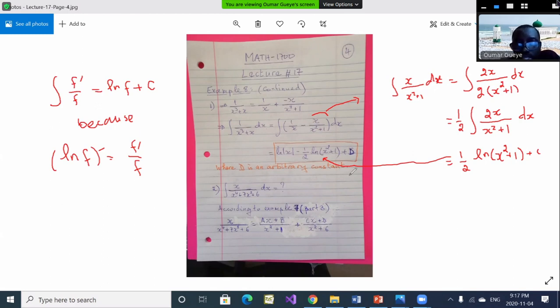And now my constant, I call it D instead of C. Why? Because initially I used C as a coefficient, and if I use C again, it could be confusing because we already found C equal to 0. We don't want to use it again. We have to change the name. So the constant now is called capital D. But it doesn't matter how you call your constant. This does not change anything. You can use whatever you want as the name of the constant.